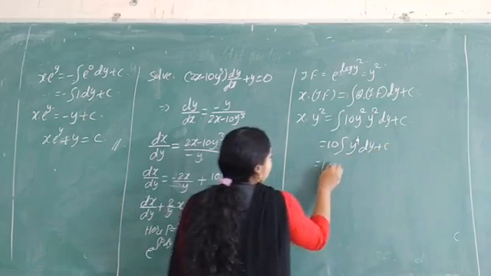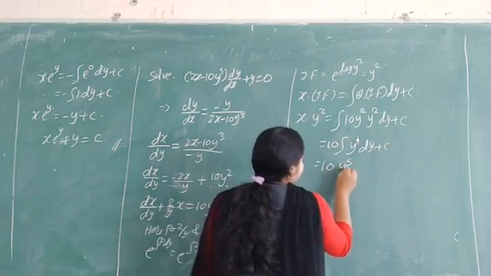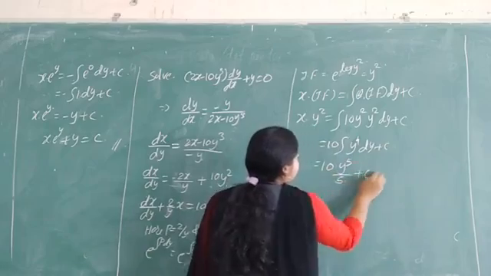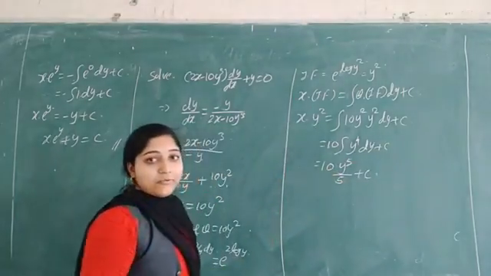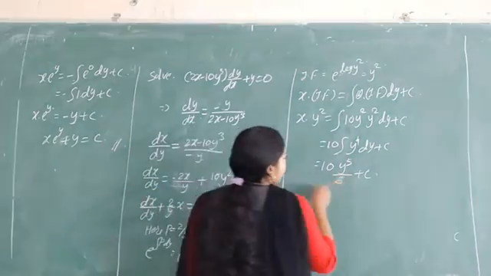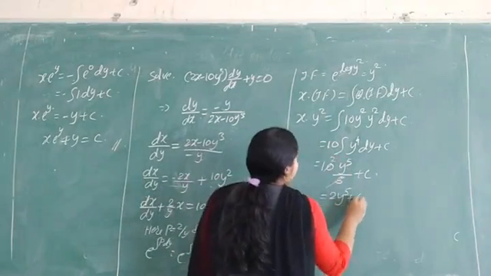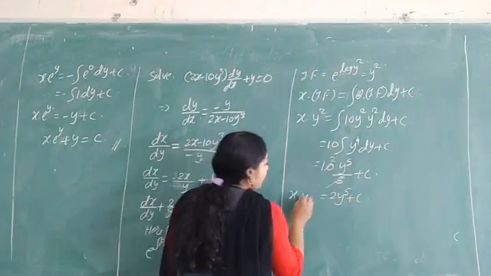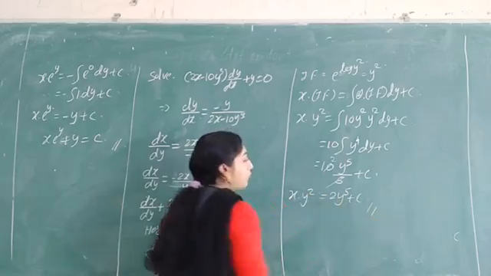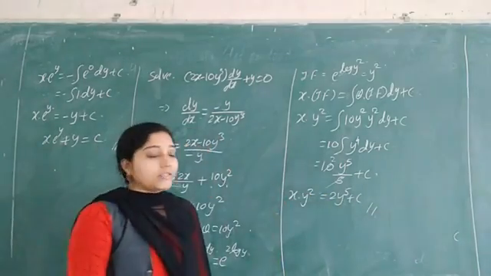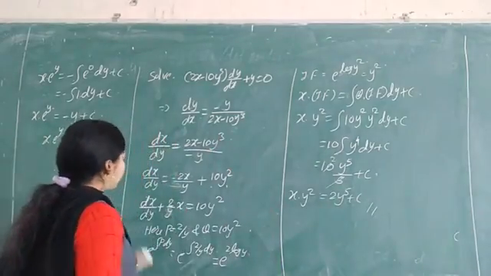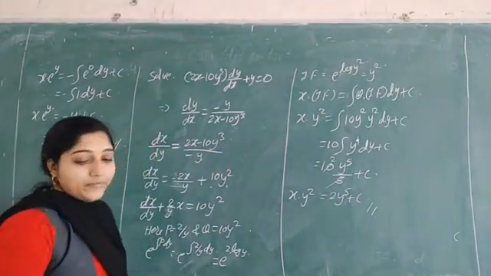Integrate this. Integration of y raised to 4 is y raised to 5 divided by 5, since y raised to 4 plus 1 divided by 4 plus 1, that is 5. So 5 into 5 is the 10, and we will get 2y raised to 5 plus c. So x into y square is equal to 2y raised to 5 plus c. This is the required solution of the given differential equation.